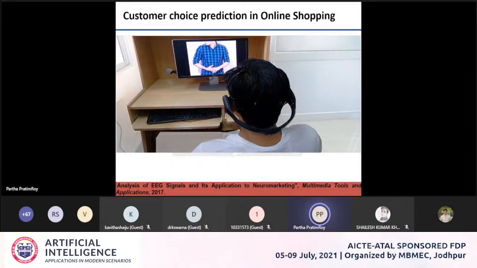Okay, but if we get the EEG signals, as I was telling, it is very difficult to change, copy, or mimic these signals. So if we get the EEG signals and understand the pattern, then we can say whether the customer is really interested in this product or not. This is what happens in neuromarketing.